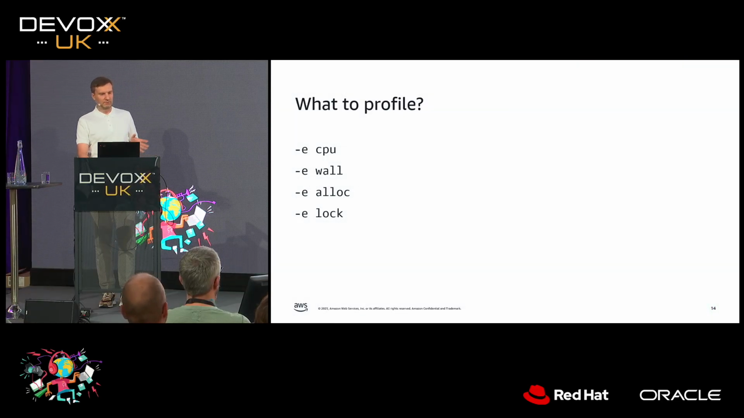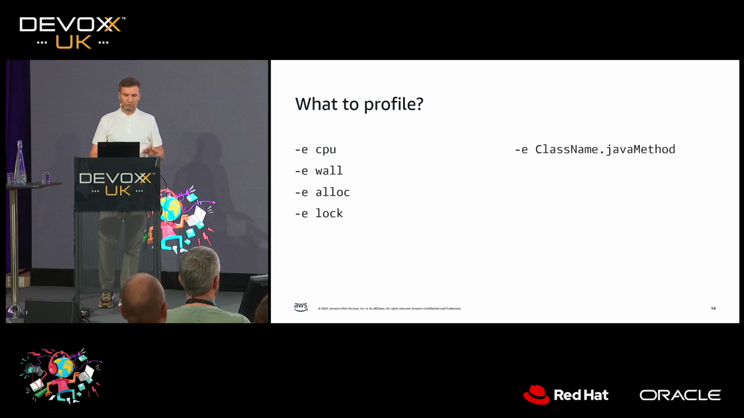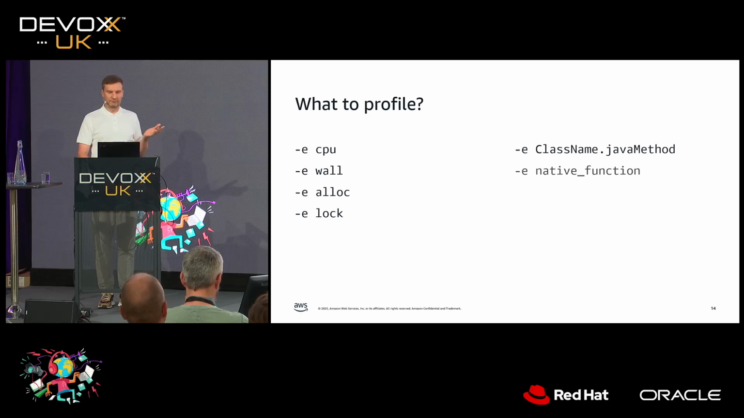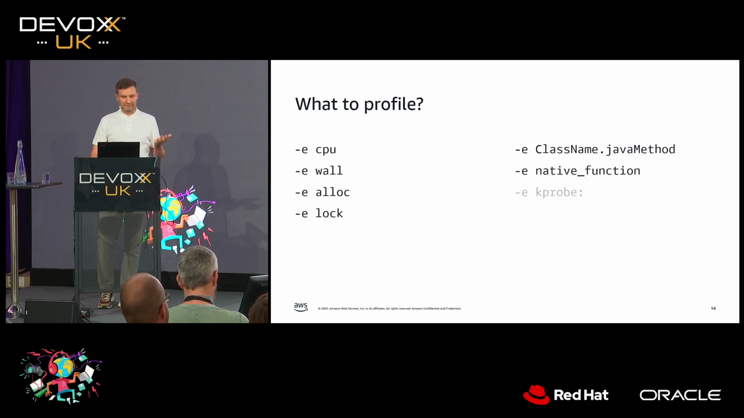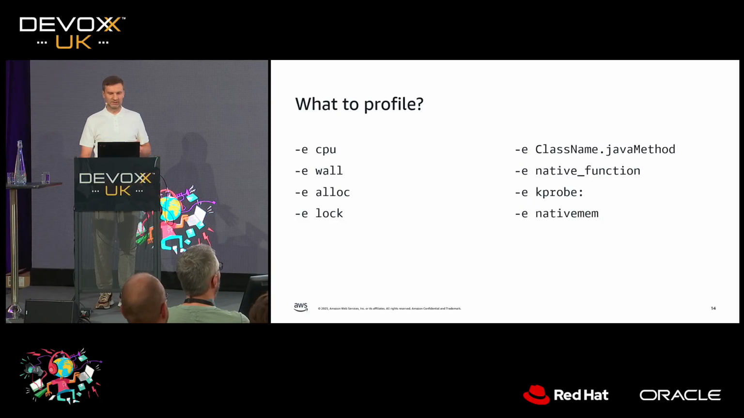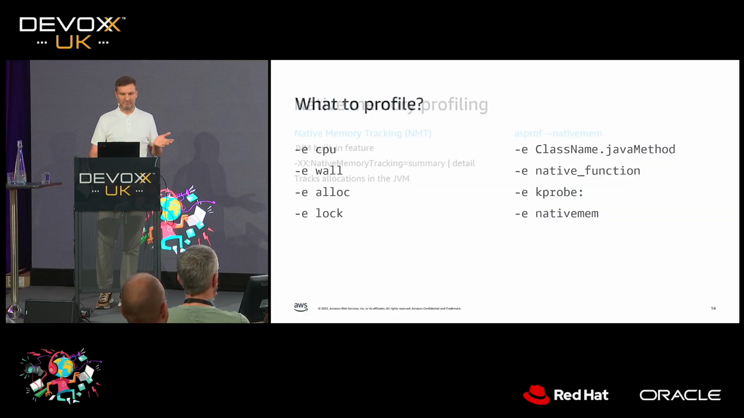Okay, as we saw, besides the usual profiling modes, CPU, wall-clock profiling, allocation, and lock profiling, we can instrument invocations of Java methods and native functions, both inside the JVM and in third-party libraries. We can profile Linux internal functions, and there is a special option for finding native memory leaks.